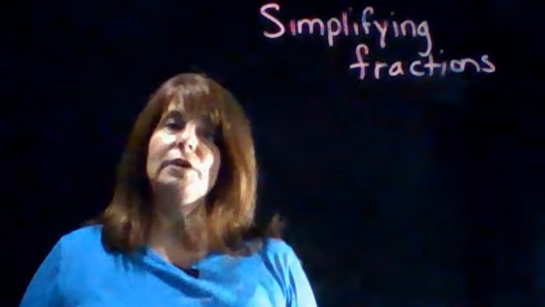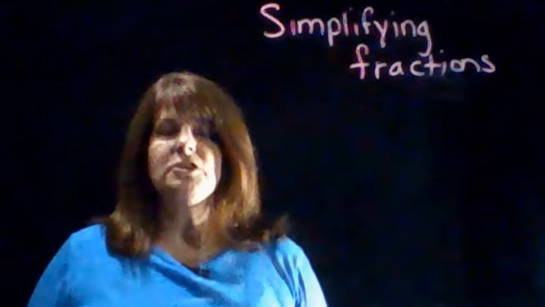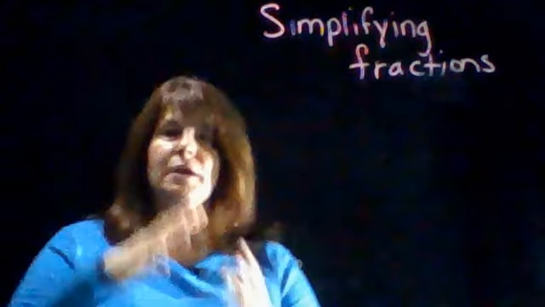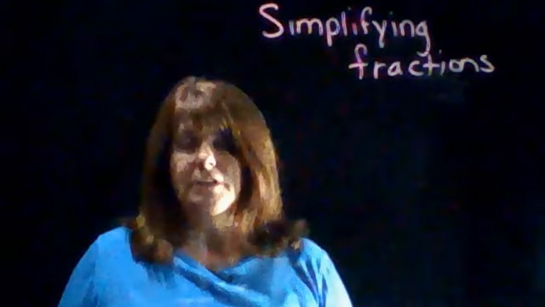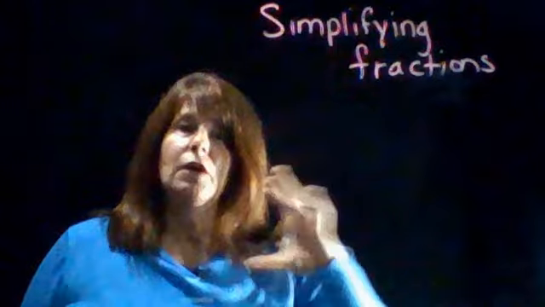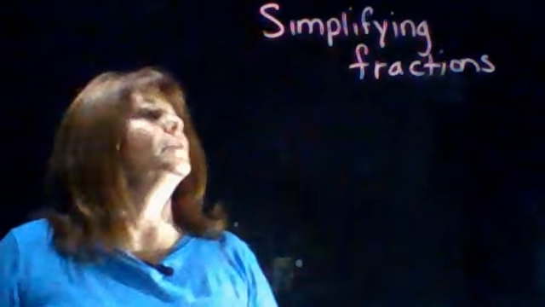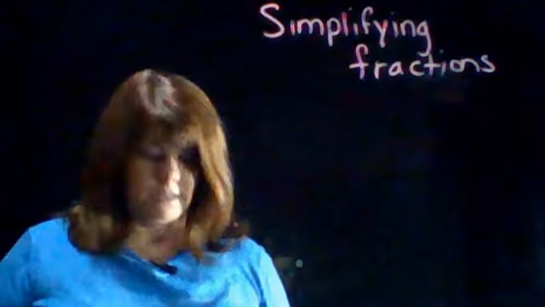Today we're going to be talking about simplifying fractions. Simplifying fractions means our top and our bottom number, our numerator and our denominator, need to be divided down until we get the lowest possible fraction that we can. So let's look at some divisibility rules.